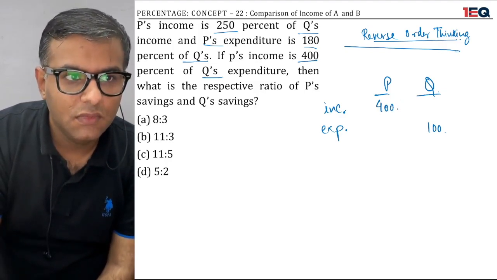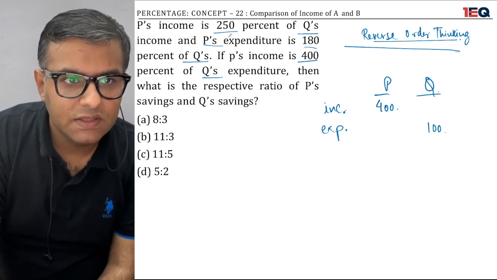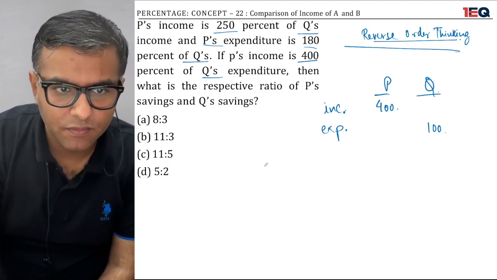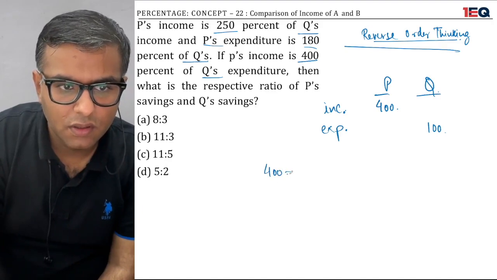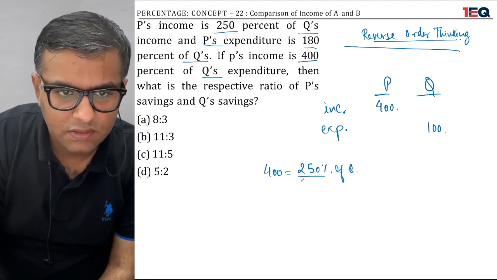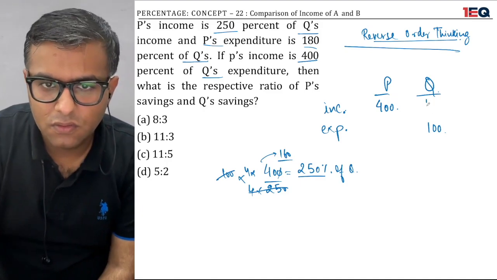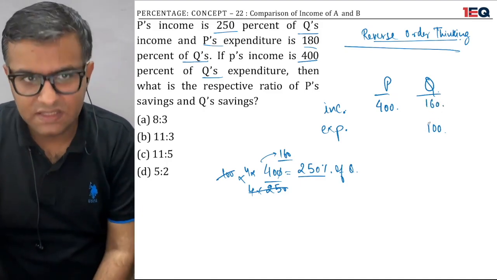Then P's income is 250% of Q's income. P's income is equal to 250% of Q's income. 400 is equal to 250% of Q's income. It means if I divide it by 250 and multiply both sides by 4, and there would be another 100 over here, so this entire thing would cancel out and give me an answer of 160. So Q's income is 160.